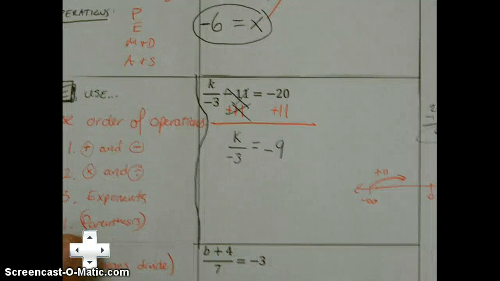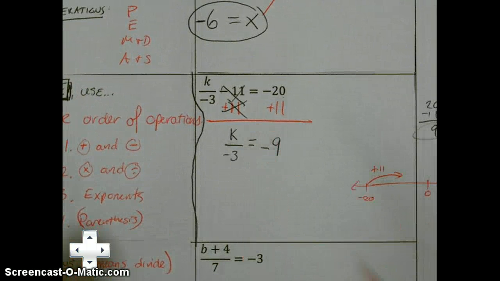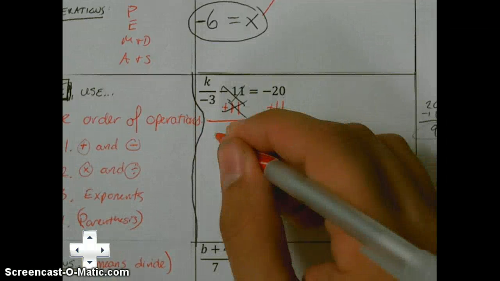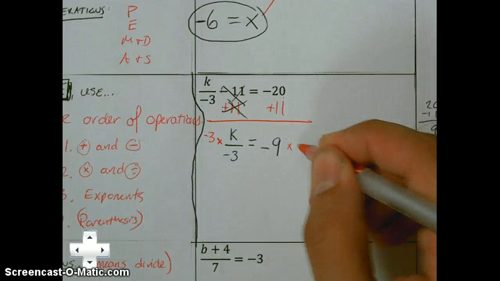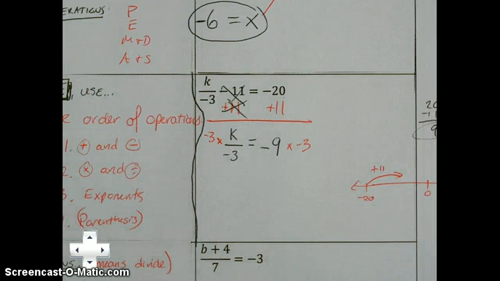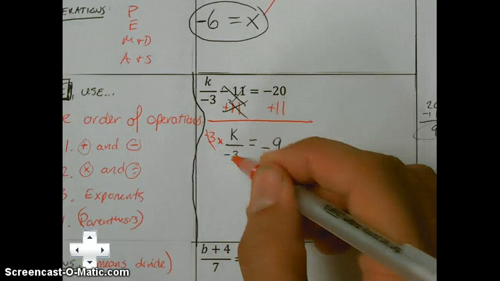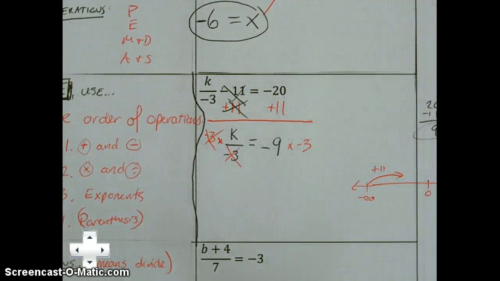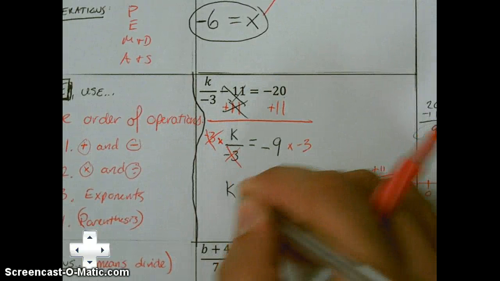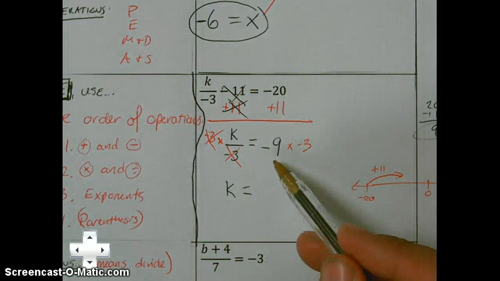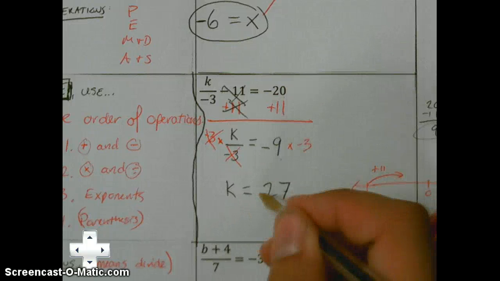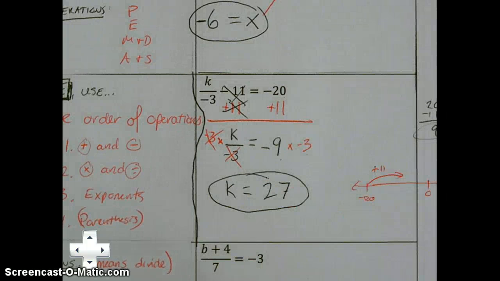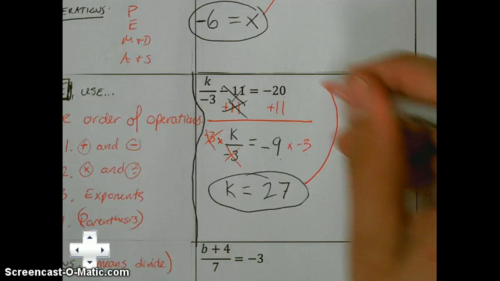Now back here, what's our next step though? Well, we're dividing by negative 3. So what's the opposite of dividing? It's to multiply. So we're going to multiply by negative 3 on both sides, right? Now if you times the left side by negative 3, the negative 3s cancel, and we have left k. How about the right side? We have 9 times 3 is 27. A negative and a negative is a positive. And don't forget, again, when you're done, to go ahead and plug it back in.